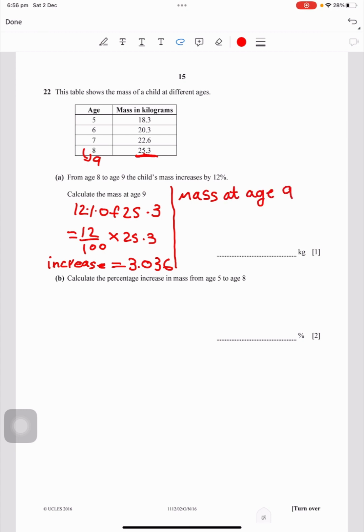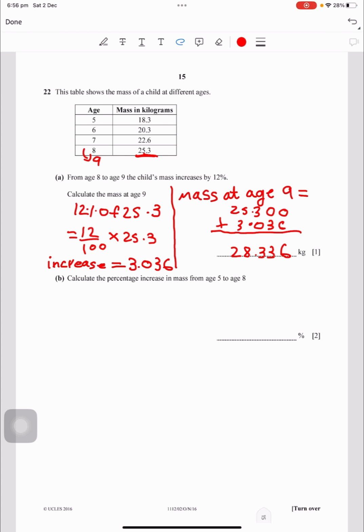So now the mass at age 9 is basically equal to, now what we'll do is we'll add it together. So 25.3 plus 3.036. Wait, let me put the point a bit more properly. Here it is, right here. Okay, so we can write zeros, 0, 0, and now we can add this together. When we add it, we get 28.336.